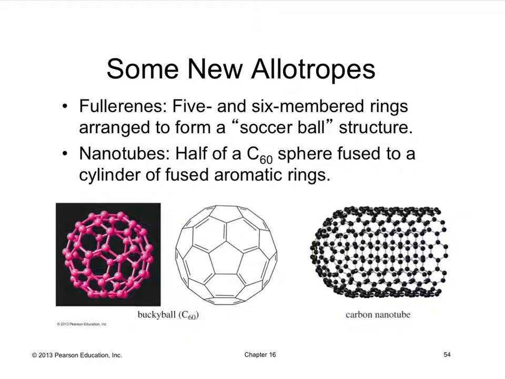There are new allotropes, fullerenes and nanotubes. So fullerenes are shown here. They're 5 or 6 membered rings arranged in a soccer ball structure. And then nanotubes are half of that C60 soccer ball structure fused to a cylinder of aromatic rings.